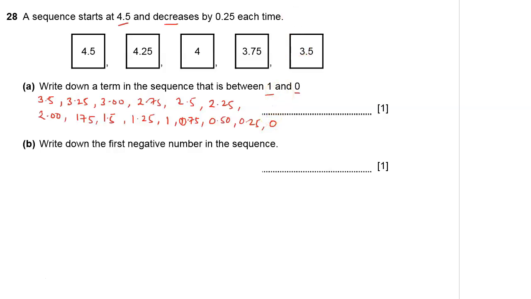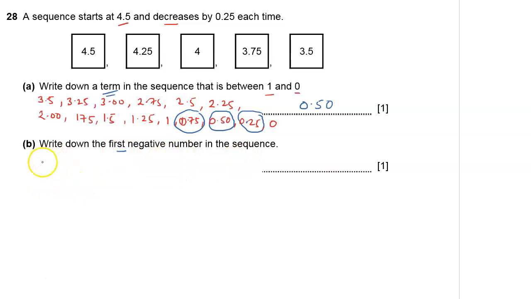So the terms of the sequence that are between 1 and 0 are 0.75, 0.50, and 0.25. Choose one term of the three. Write down a term in the sequence. So I'll go for 0.50. Part B, write down the first negative number in the sequence.